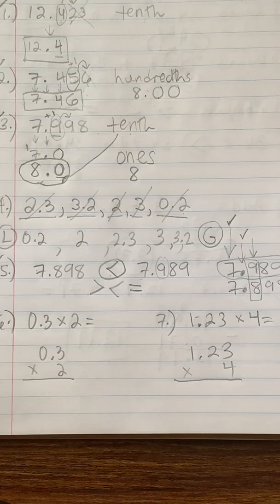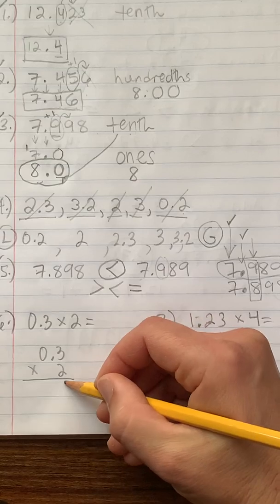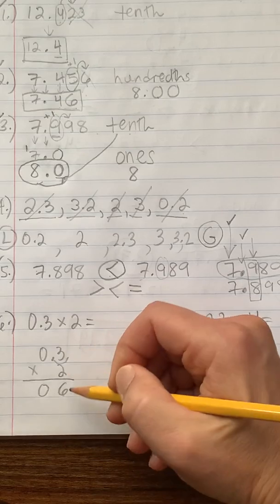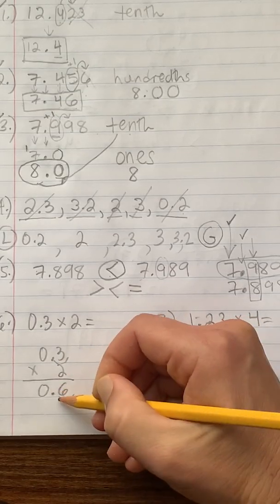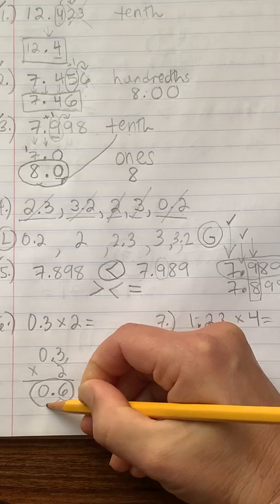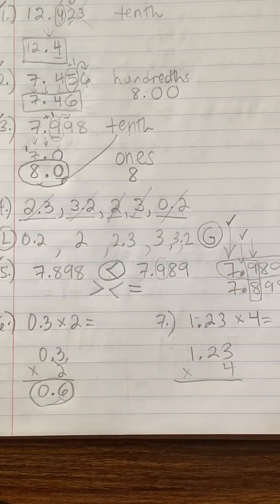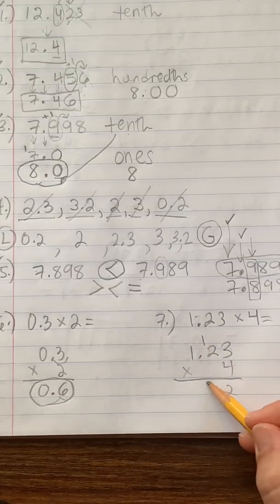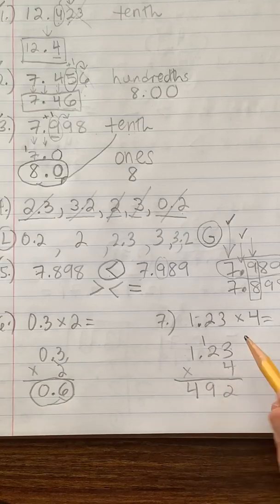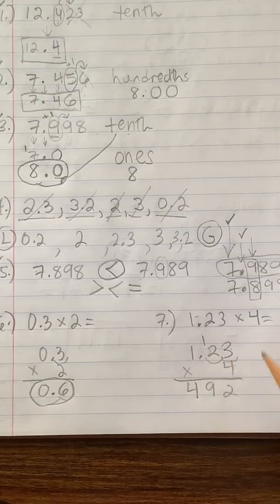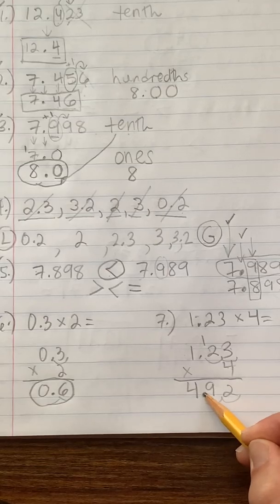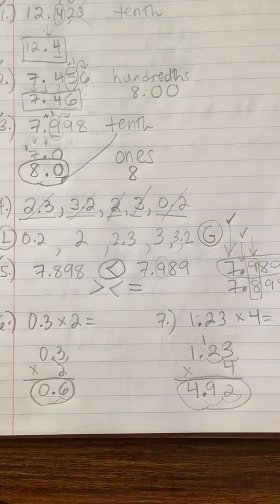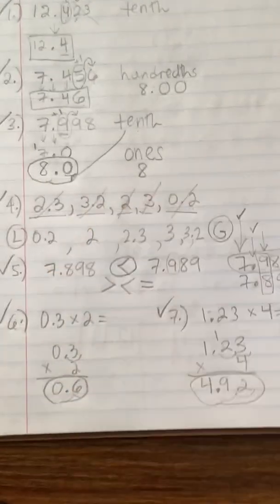All right, let's check it. 2 times 3 is 6. 2 times 0 is 0. Count over 1 space for the decimal, 1 space for the decimal, put it in. The product is 6/10. Number 7. 4 times 3 is 12. 4 times 2 is 8 plus 1 is 9. 4 times 1 is 4. Count over the decimals. 1, 2, 1, 2. Okay, your product is 4 and 92 hundredths. If you got those 2 correct, give yourself a check or a star.